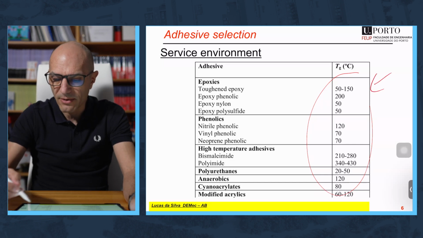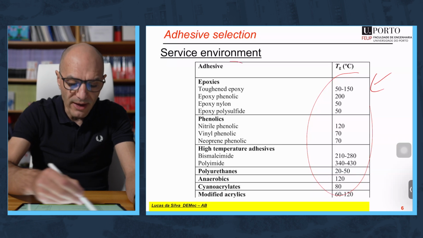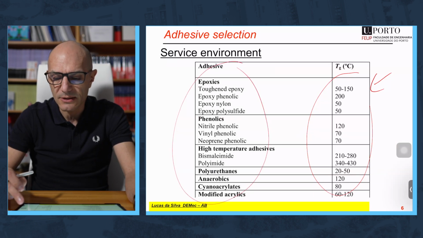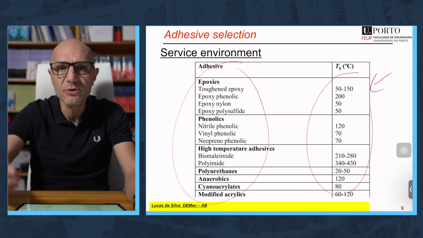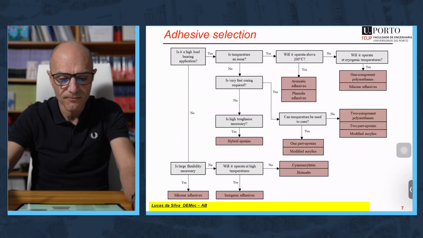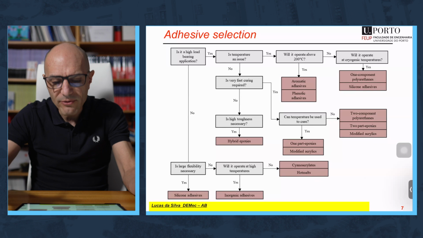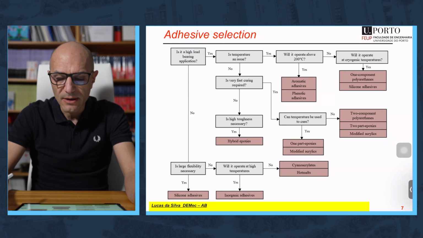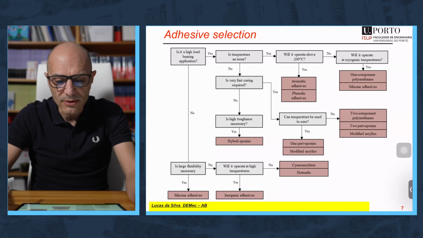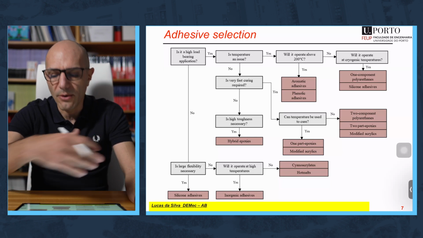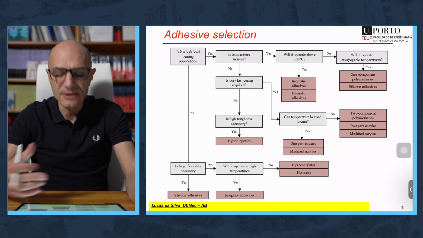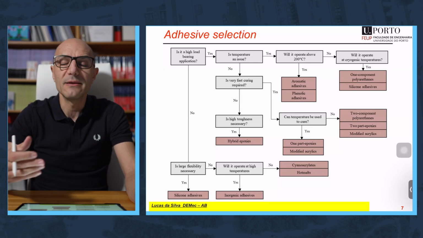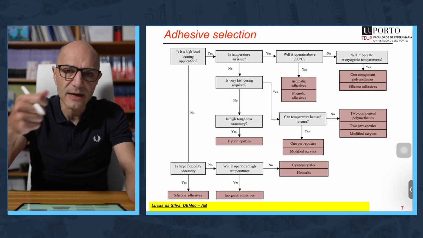You have in this table an indication for the main adhesive families that we have discussed in previous modules, and that can help you to select the proper adhesive. I have also here this chart that helps to select the adhesive. It's a bit complex. I'm not going to go through all the cases, but you will see with one or two cases that it's very, very easy to follow and helps a lot in the proper selection of the adhesive.